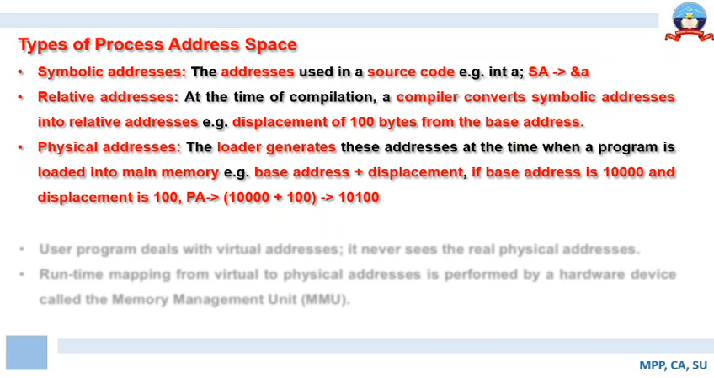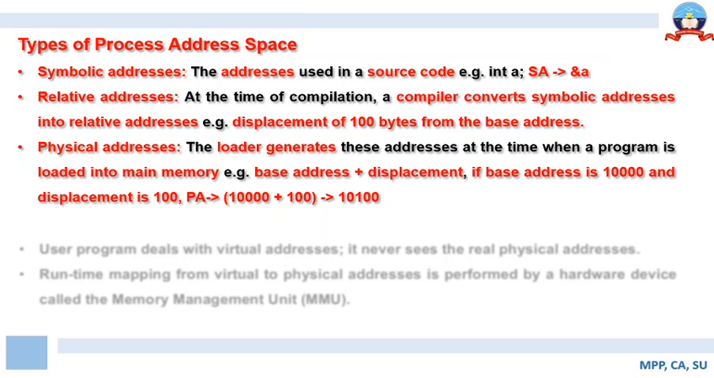Then we have the physical address. The loader generates the physical address at the time when the program is loaded into the main memory. So how do we generate the physical address? We will be adding the base address to the displacement. If the base address is 1,000 and the displacement is 100, the physical address is estimated as 1,000 plus 100, that is 1100. So this is the way physical address is generated.